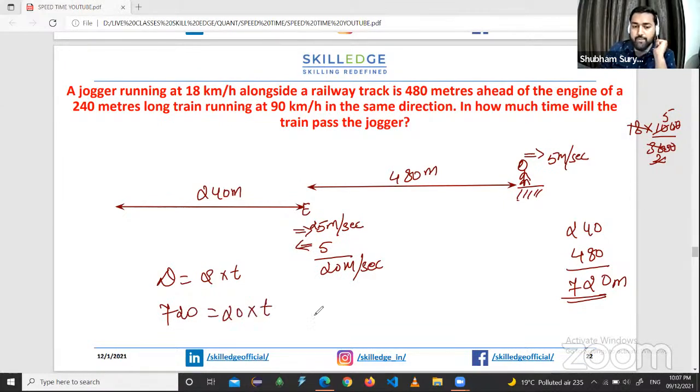Okay, so I need to cover a distance of 720 meters at the speed of 20 meters per second. So let's find the time for that. So t comes out to be 36. Okay, so t is going to be equal to 36 seconds. So how much time will the train take to pass the jogger? It's going to be 36 seconds, guys.